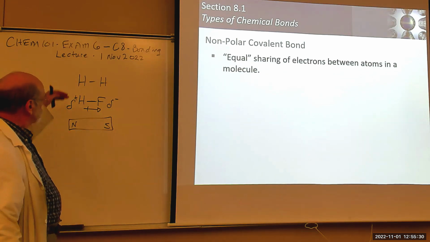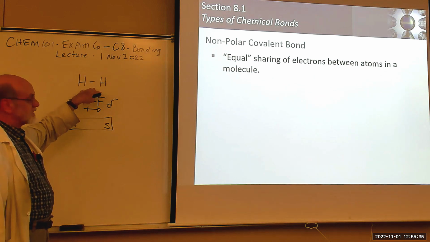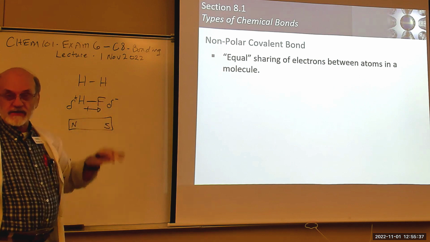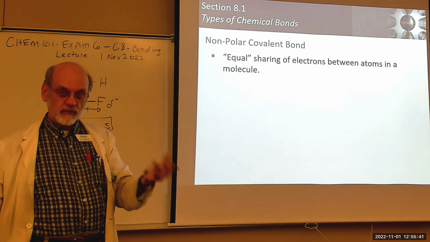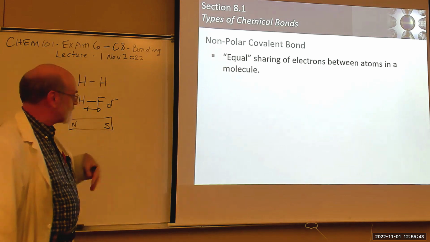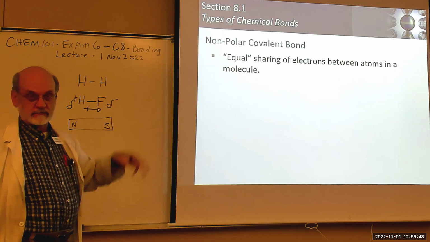So if there is equal sharing of electrons, we say that the bond is nonpolar, but it's covalent. Obviously, it's covalent because neither atom can win and remove electrons from the other one. So it has to be covalent, and it's also nonpolar.